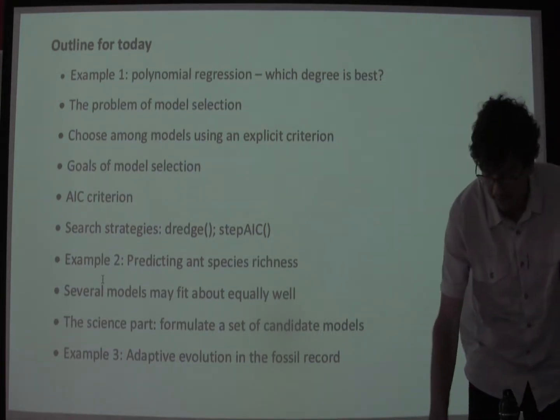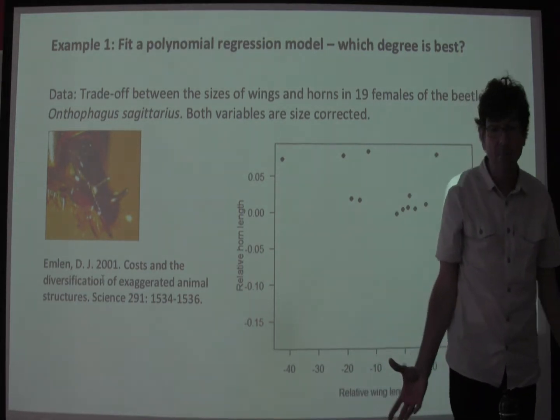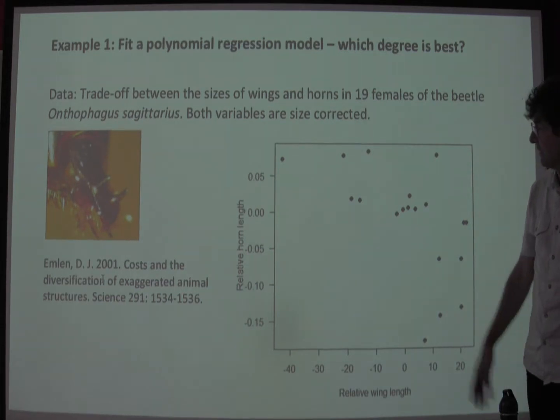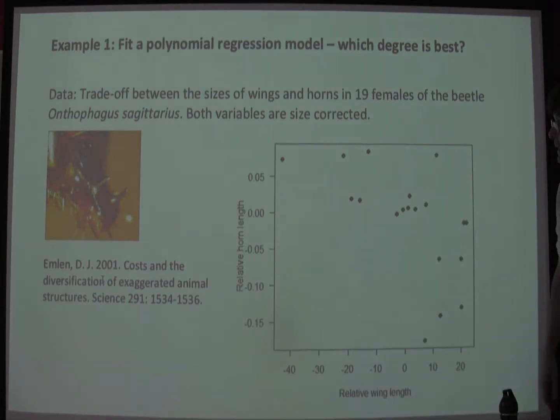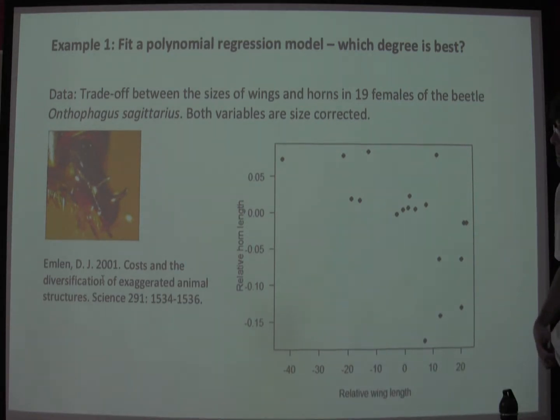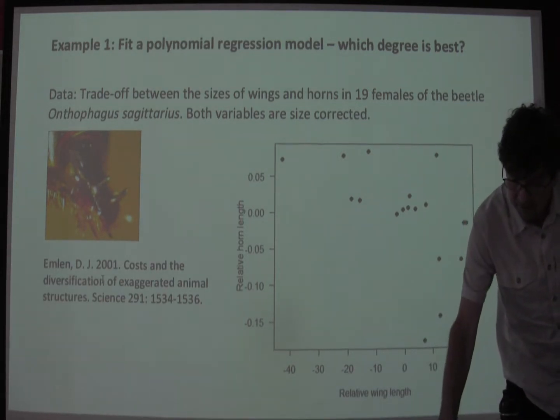Model selection. Here's my outline. And I thought I would start with something really simple and almost boneheaded, and that is just the relationship between two variables, like relative horn length and relative wing length. What's the association? These data come from the Doug Emlen paper on the relationship between body size and horn size in male beetles of this species.